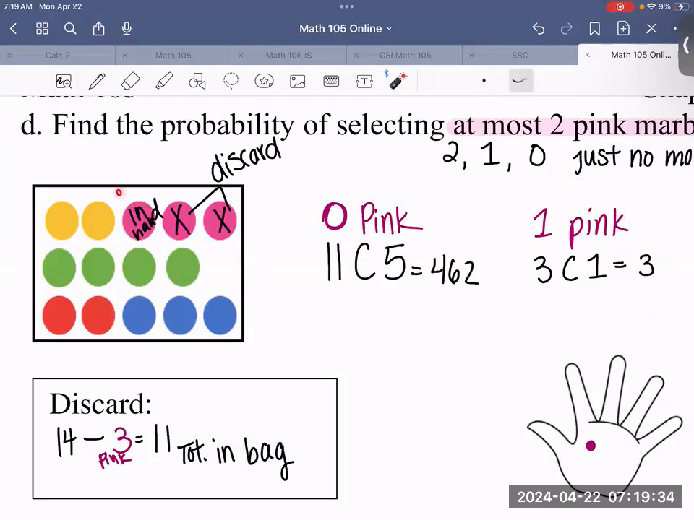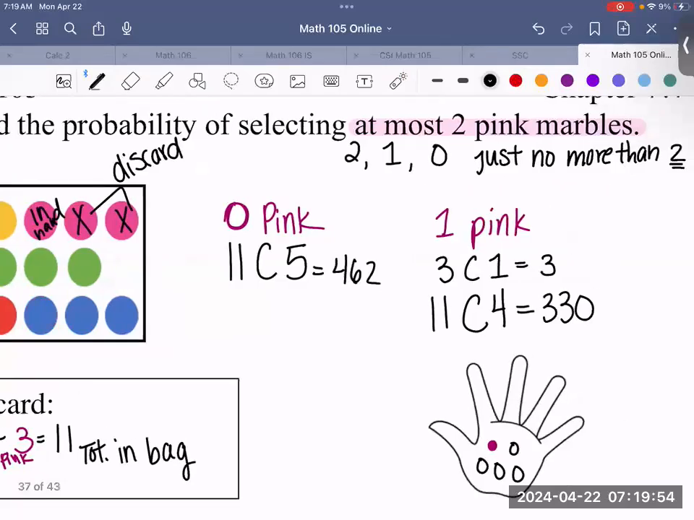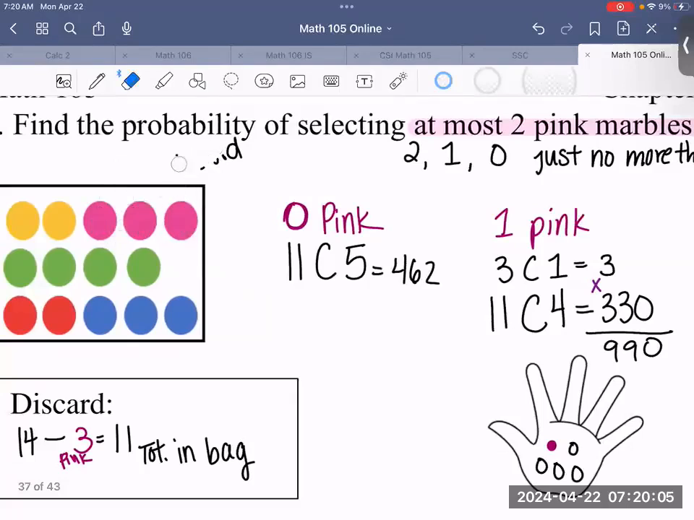So then again, how many are left in your bag? Well, I have 11 still remaining, of which I need 5 in my hand. So we need to go back and grab 1, 2, 3, 4 more. 11 choose 4, 330. Now it is a requirement that I go back and get more. So we're going to multiply here, get 990. So that is 1 pink.